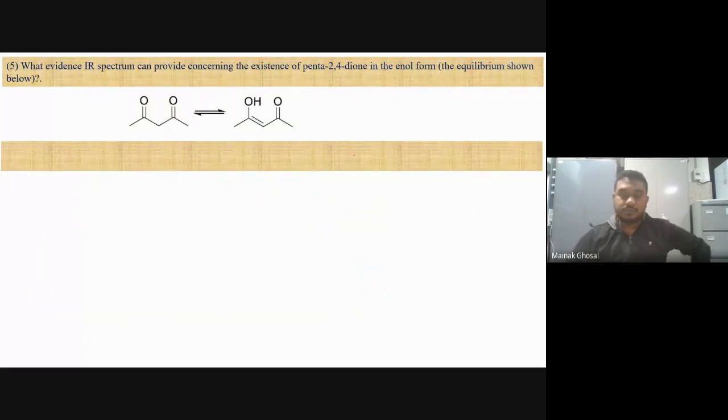Now, a very straightforward question: what evidence can the IR spectrum provide concerning the existence of pentane-2,4-dione in the enol form? So you have this one. What is the name of this compound?